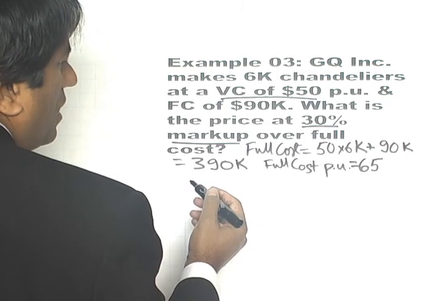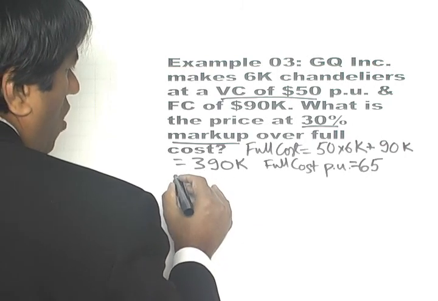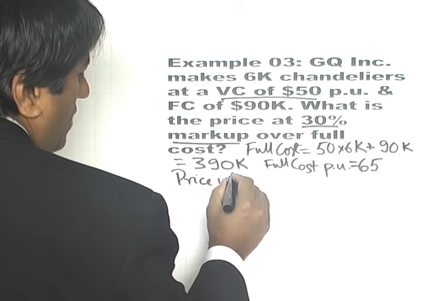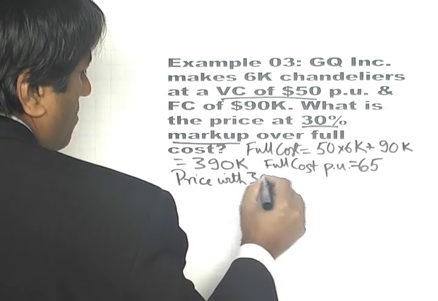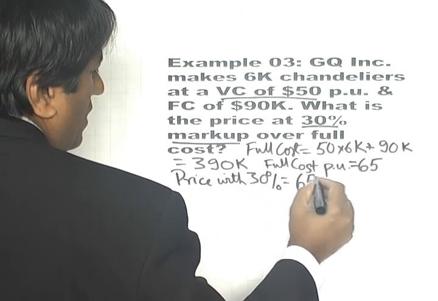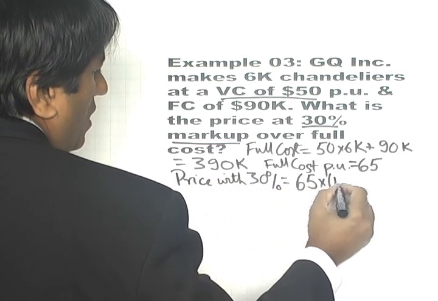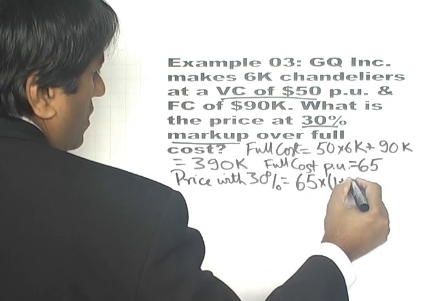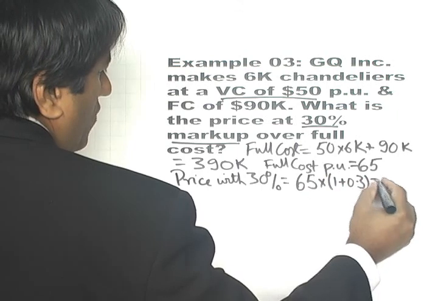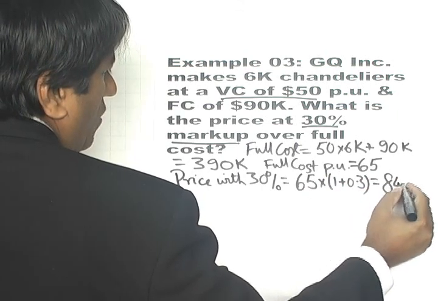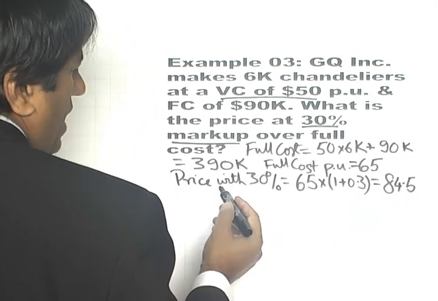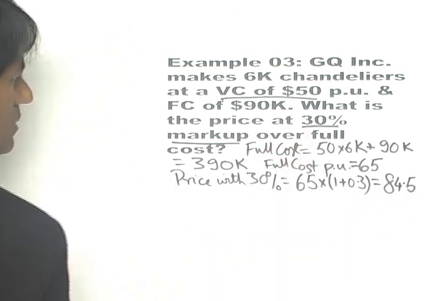And then for price with 30% markup, you will have 65 multiplied by 1 plus 30%, or 0.3. So 65 into 1.3. And that is going to be $84.5. So $84.50 will be the price with a 30% markup.